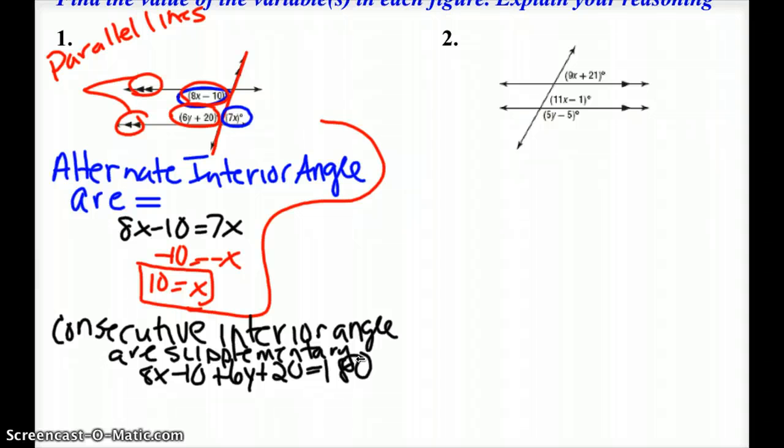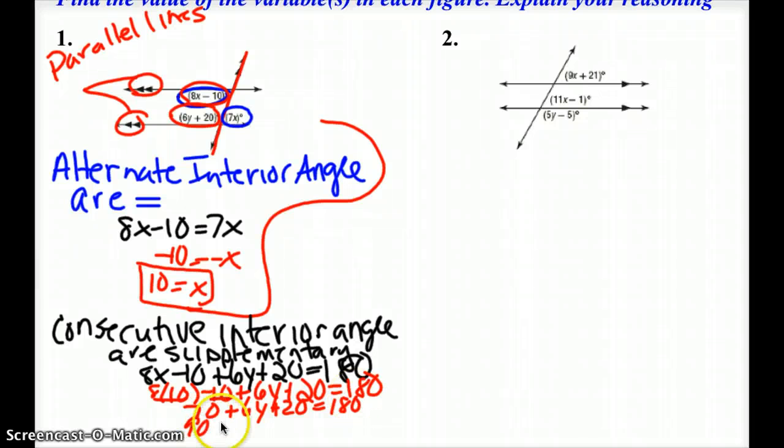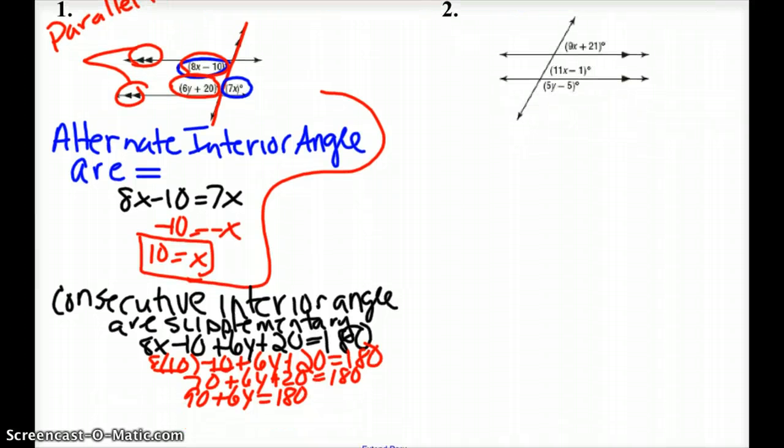And so at that point, I'm going to plug my 10 in. So I've got 8 times 10 minus 10 plus 6y plus 20 is 180. I'm doing my algebra. That's 80 minus 10, 70, plus 6y plus 20 is 180. Now I've got 90 plus 6y equals 180. I'm running out of room, so I'll move this down just a little bit. Now I've got 6y equals 90, and y is going to equal 15 then. So I'm showing all my steps there, people.